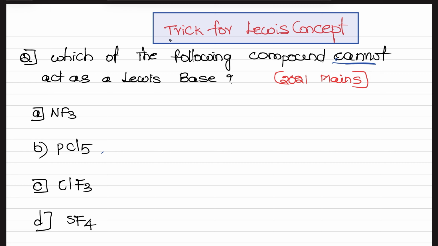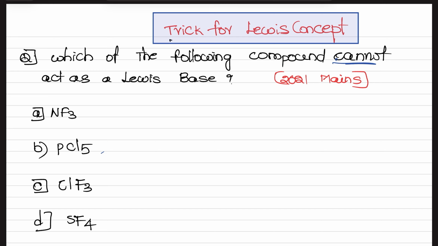BF3, AlCl3 without H plus, they are acting as an acid. How will they act as an acid? To solve this type of question, there is a concept called the Lewis concept. Here they will ask a question like this: which of the following is a Lewis base, Lewis acid?